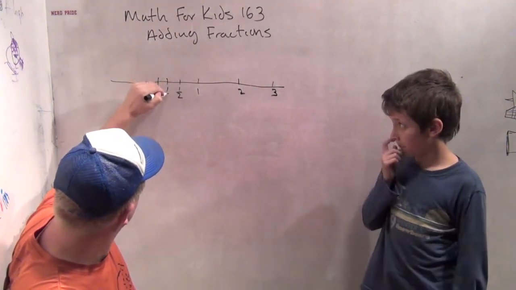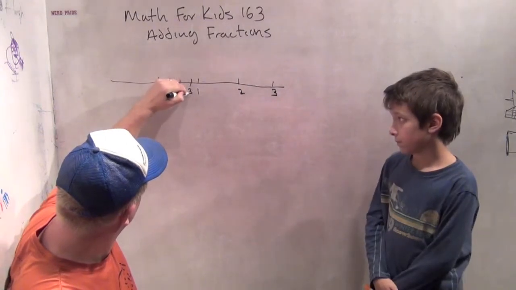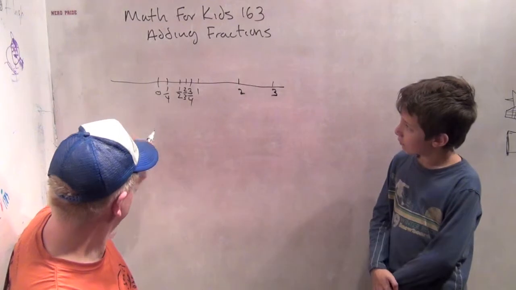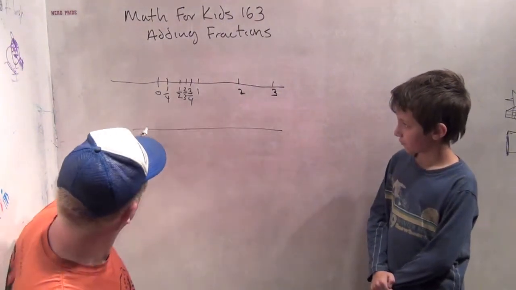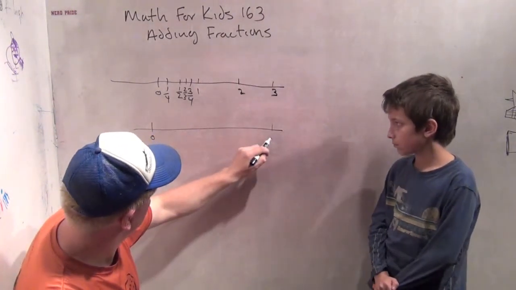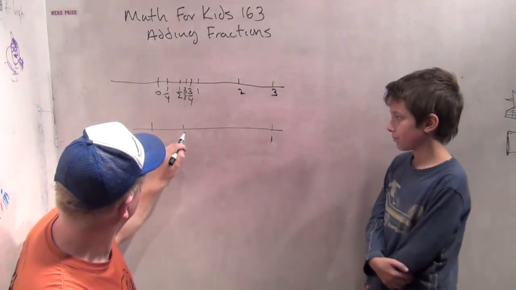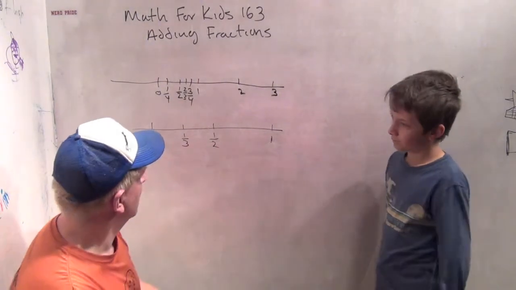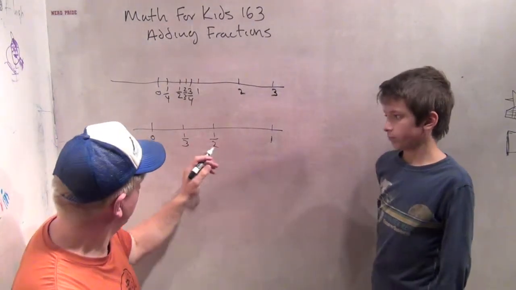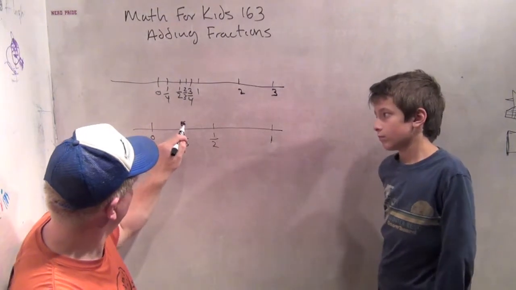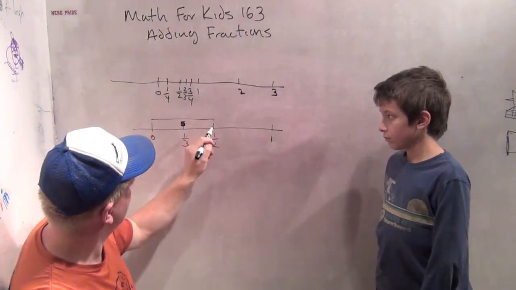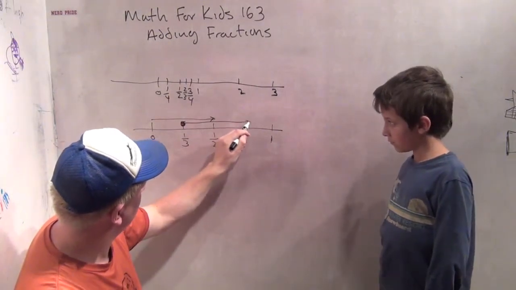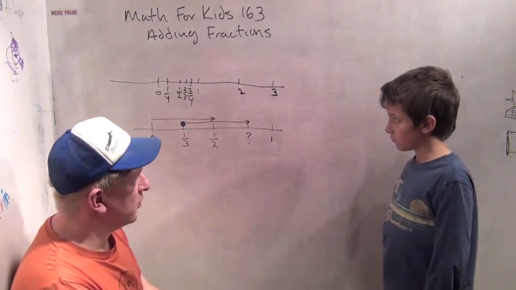Here's a half, here's a fourth, here's 3/4, here's 2/3. So for example, let's blow this up and say from 0 to 1. And here's a third, and here's a half. If I want to add a half to a third, it means I start here at 1/3, and I have to go forward by this much, right? By a half. So I end up sort of over here. And the question is, where am I?